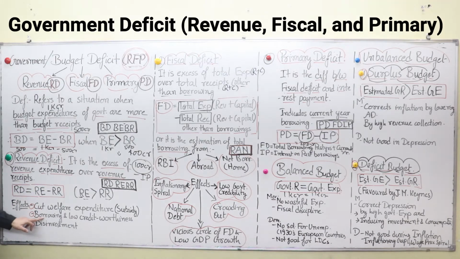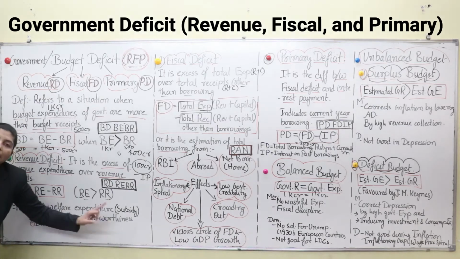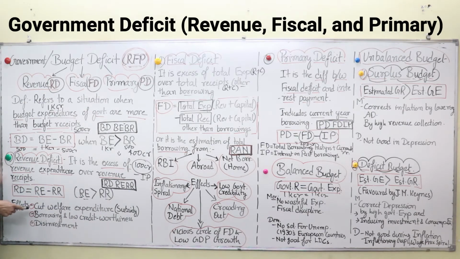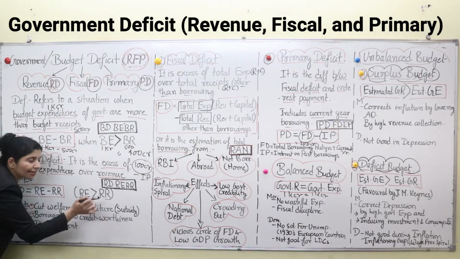Then borrowing and low credit worthiness of the government. So to cover this revenue deficit, what will government resort to? It will borrow from your home country, that is domestic people, or abroad, or from some financial institutions that are established or of international repute. So like World Bank and all, it will have to borrow. When it will borrow, its credit worthiness will decrease or not.